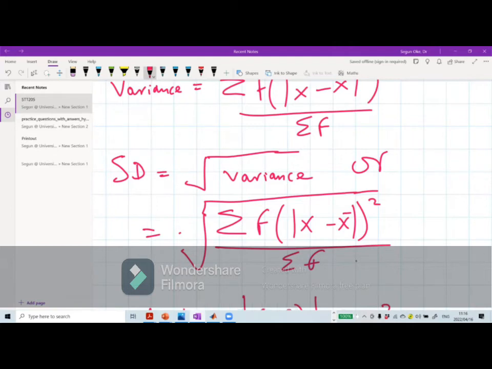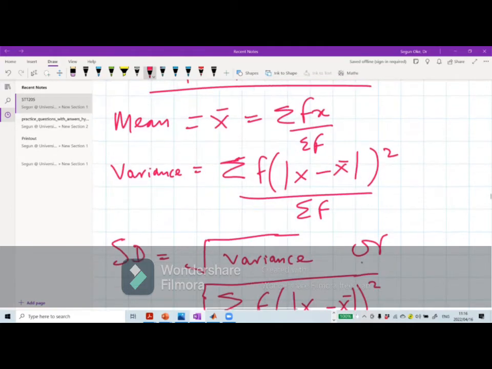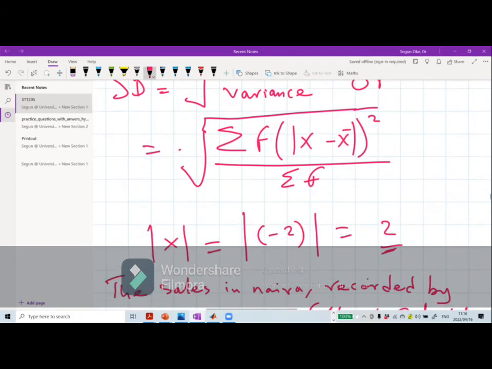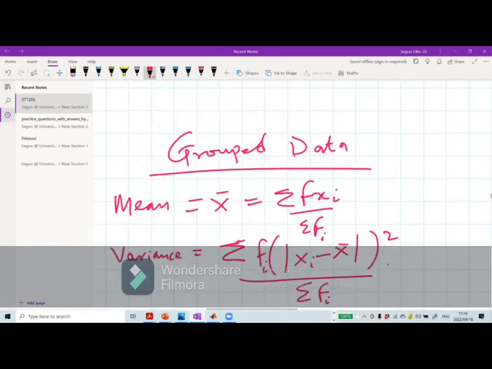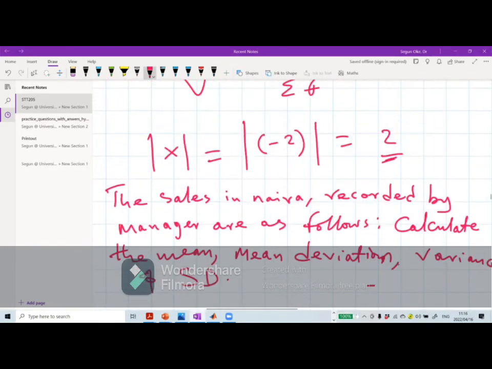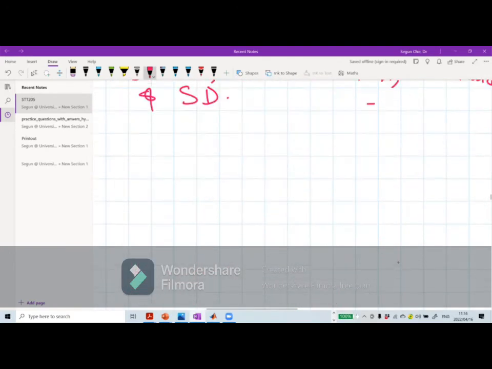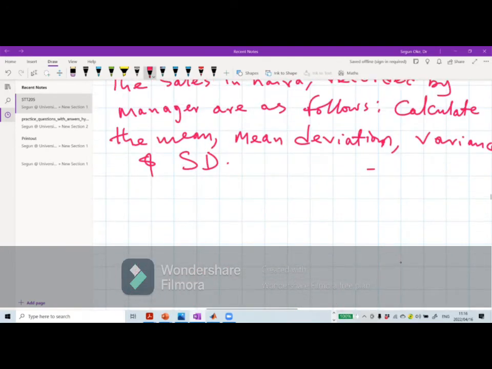Let me put this one in the right position. I put i there, like I did the other time, because it's not the only one. That's why we call it summation. So the mean variance, I will write the formula later, please remind me.